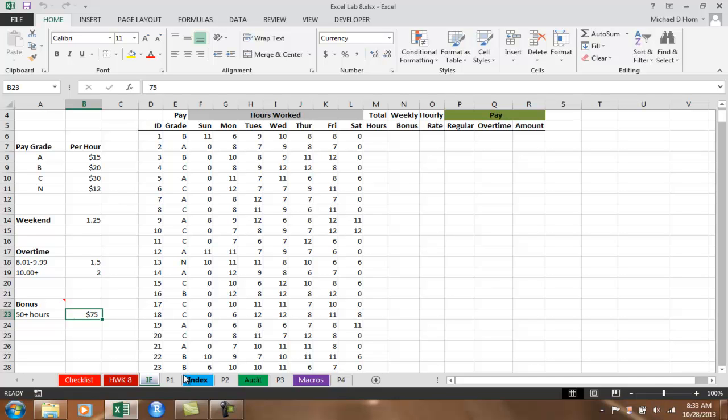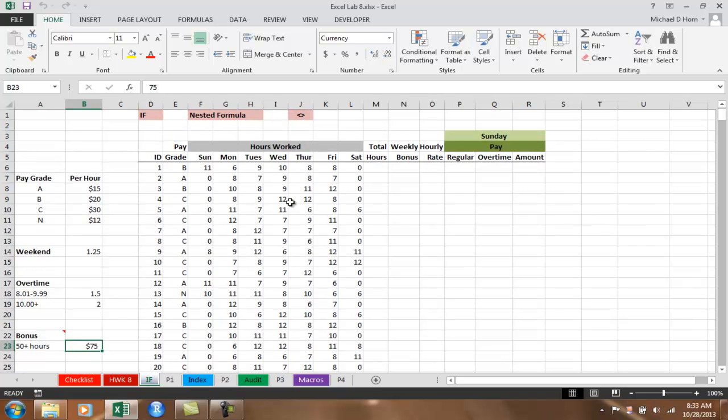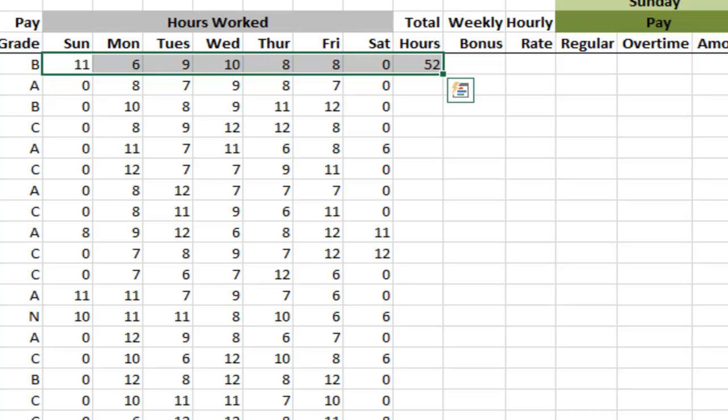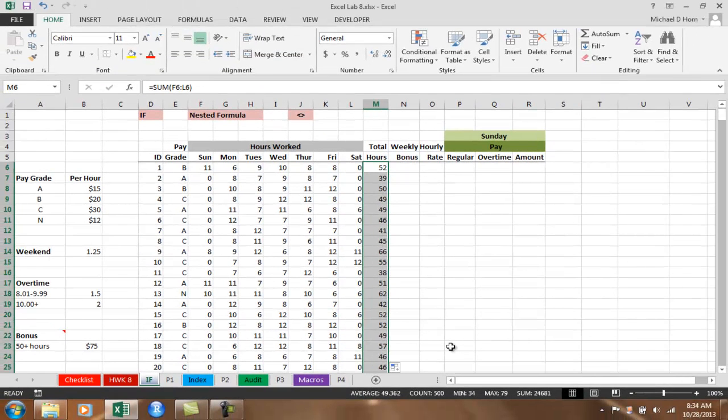All right, so first thing we need is, well, I guess we can do this right now. We need to calculate total hours, so we can just do an autosum here. There's that. And then we'll just copy that formula down. And we're ready to go. Okay. So that weekly bonus, that's probably the easiest thing to do, so we'll do that one next.